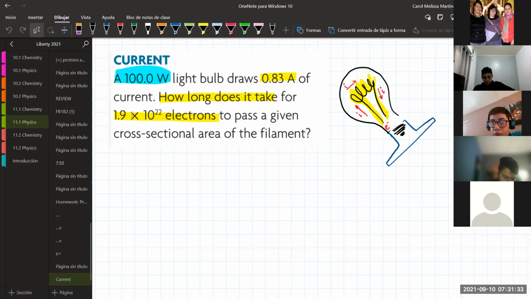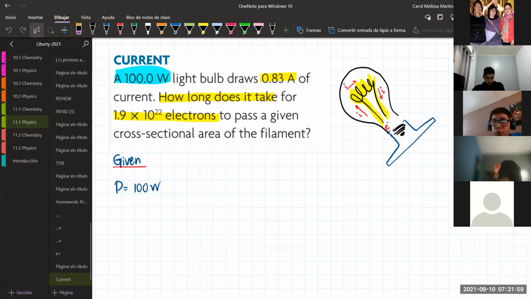So these are the givens. The power, I don't need it. I can write it as part of the given, but that's just additional information. I don't really need it. But if you want to write it, you can write it and still you can't use it. So you can write that the power is 100 watts.